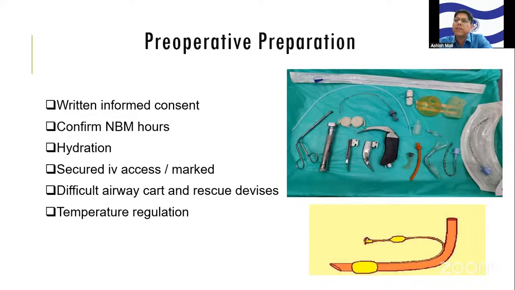Why Miller's blade, Samiksha? Sir, in children, tongue is comparatively larger and the larynx is situated in a higher up position, and there is also floppy epiglottis. So Miller's straight blade gives us better control over all these things, to overcome these problems.